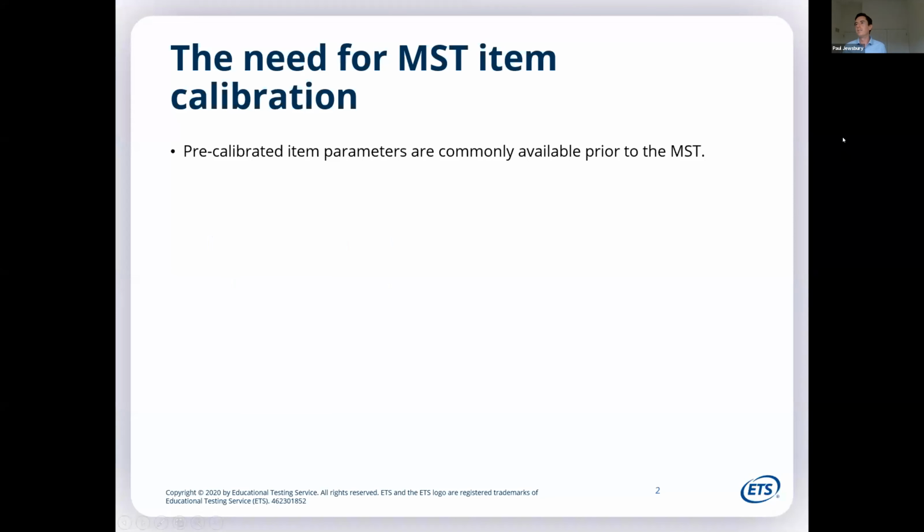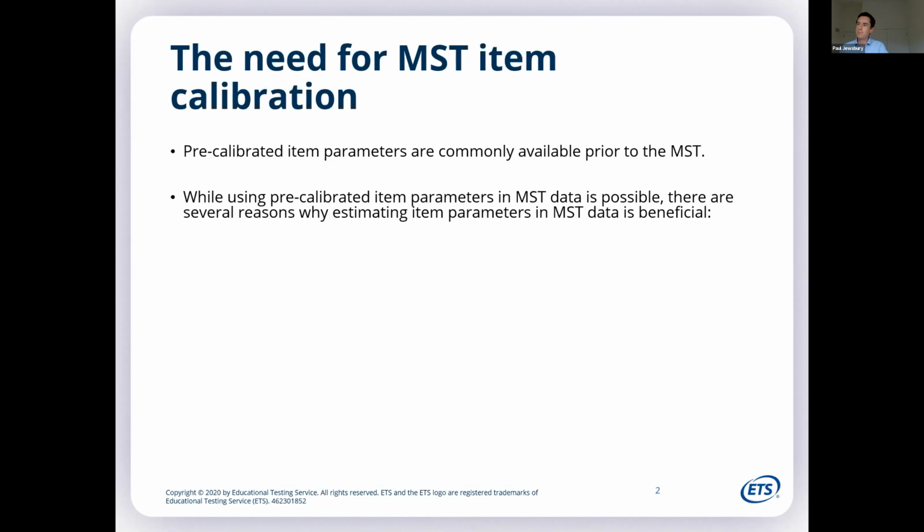Whenever I talk about item calibration in MST, the first question is, why do we bother? After all, a lot of MSTs use pre-calibrated item parameters, and often in order to design the MST in the first place, you usually want to have existing item parameters. So although it's possible to use pre-calibrated item parameters in MST data calibrated from non-adaptive data, there are several reasons why estimating item parameters from MST data can be beneficial.